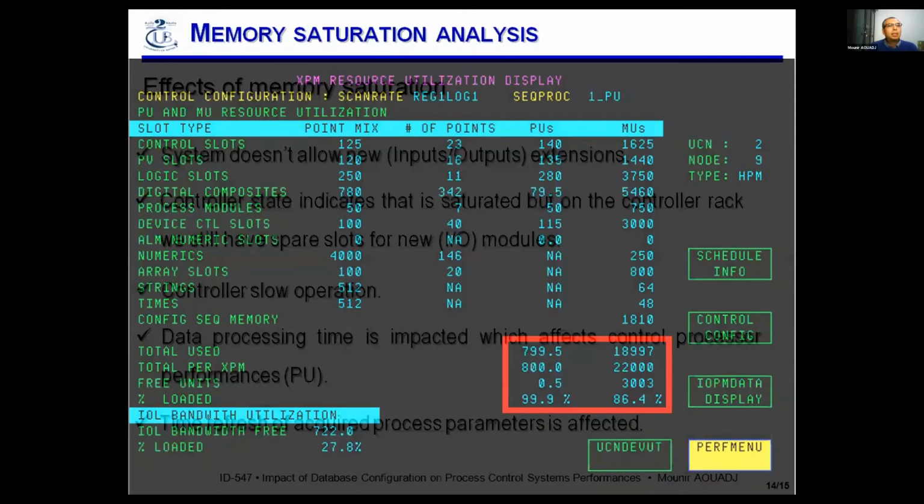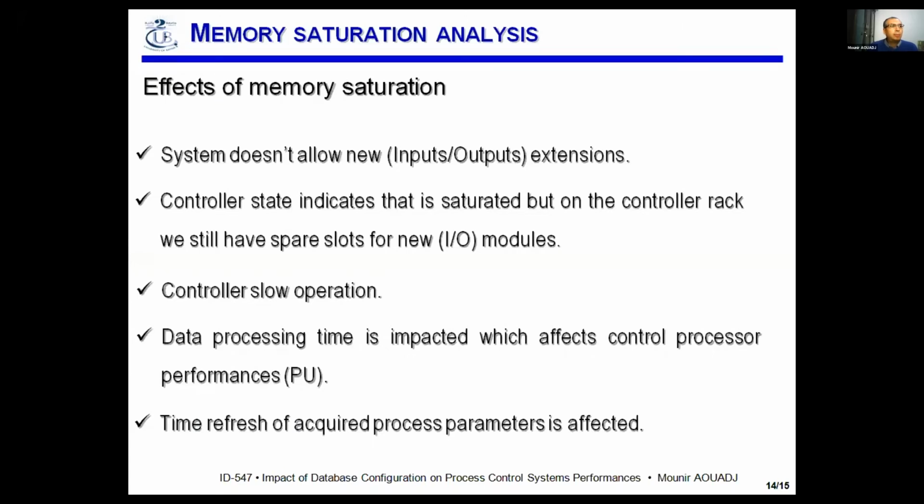What are the effects of memory saturation on the system? The system does not allow new input-output extensions because the controller display indicates that it is saturated, but on the physical rack, we still have spare slots for new input-output modules. There is no operation of the controller. The data processing time is impacted, which affects control processor performances. And finally, the time refresh of acquired process parameters is affected.